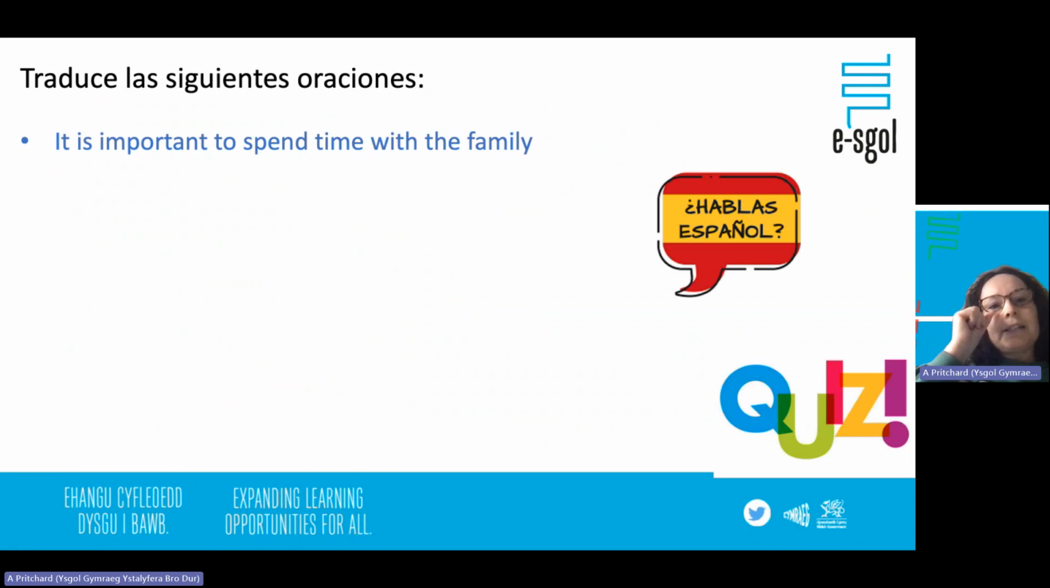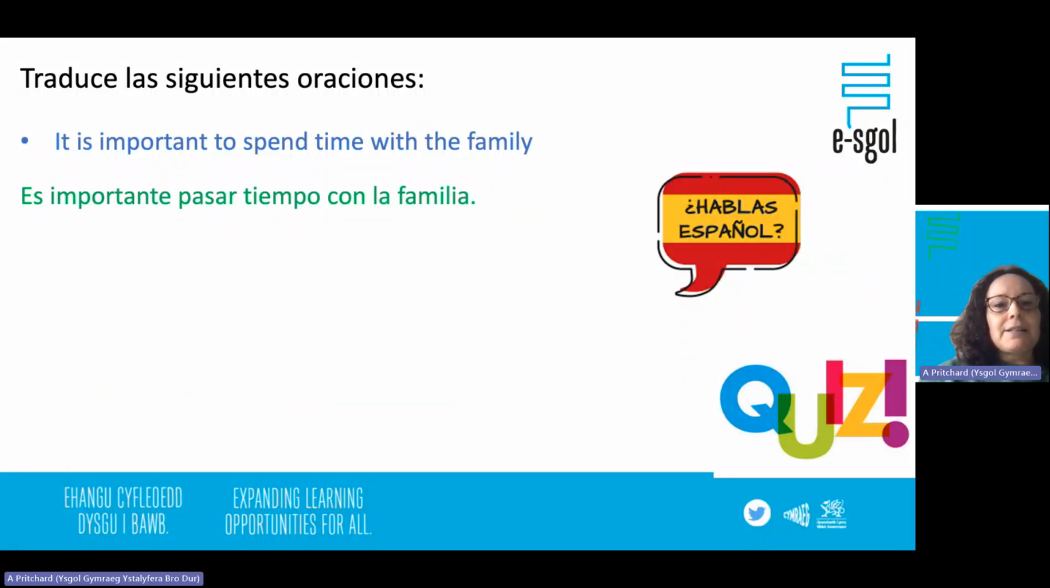Vamos. So traduce las siguientes oraciones. Could you translate some of these sentences now? There's just 3 to give it a go. So the first one says, it is important to spend time with the family. So what I suggest you do now is if you pause the recording, you translate the sentence either orally or you could write it down and then check your answer when you press play on the recording. So here is the answer.